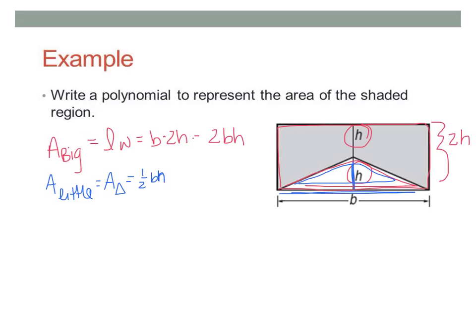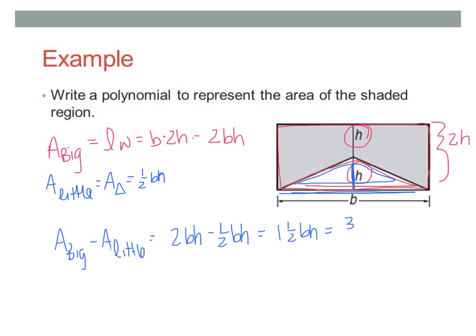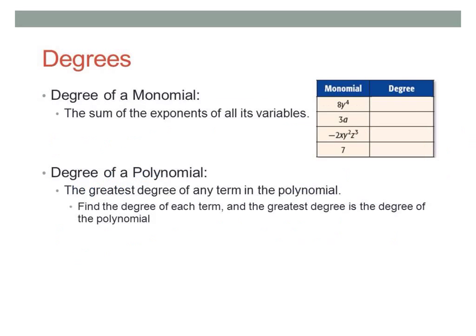So if I want the area of the shaded region, I'm going to take the area of the big region minus the area of the small region, or little region. I guess I used little in this case. So that is going to be 2bh minus 1/2 bh, which would leave us with 3/2 bh. That is the area of the shaded region.